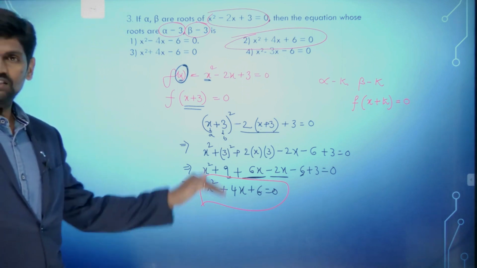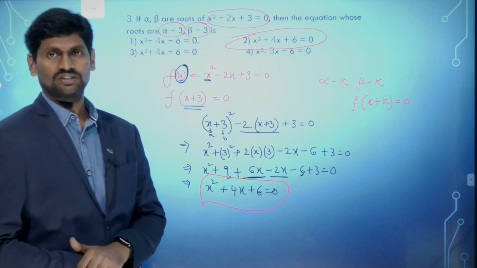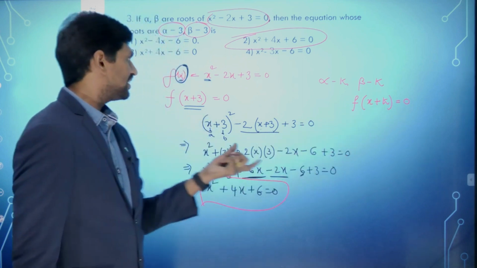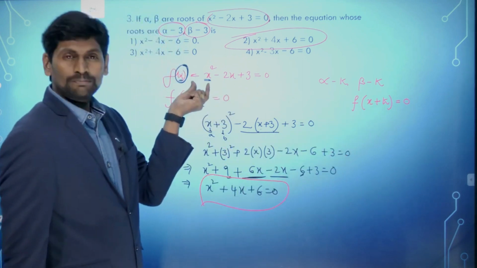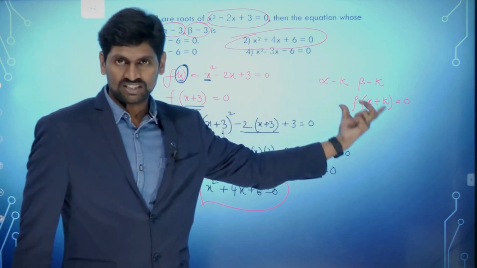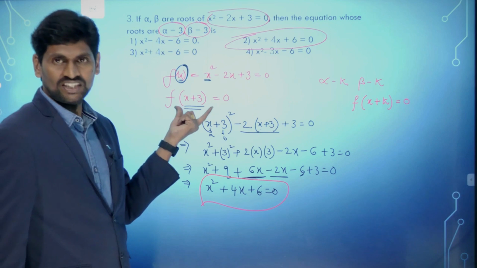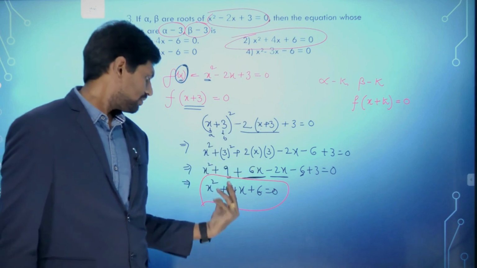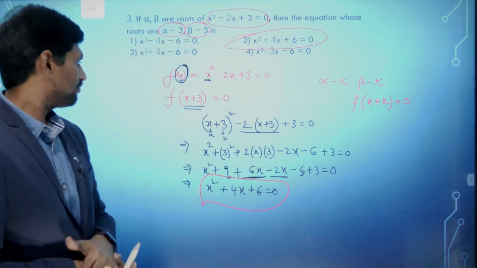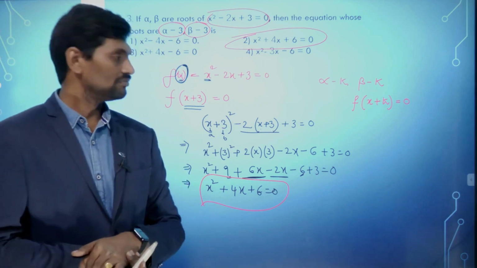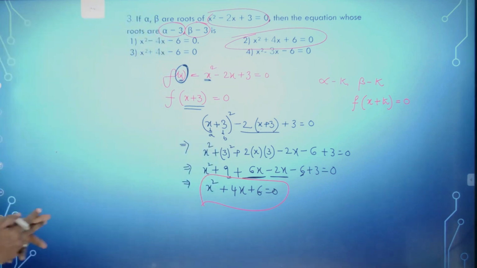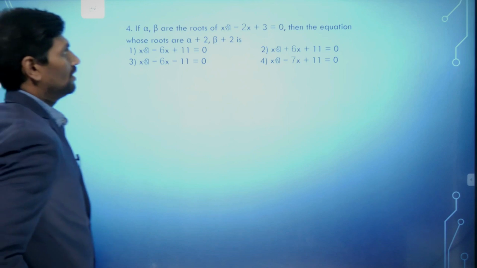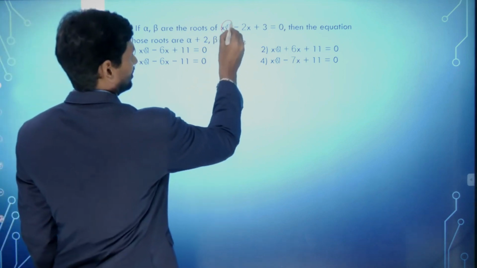Okay? Like this we should write. This is an example for that. alpha minus k, beta minus k are roots, f of x plus k. How we are writing: whenever you see the x value, in the place of x we should substitute x plus k. Here we got x plus 3, that means we have to substitute x plus 3 in the place of x. After simplifying, we will get the quadratic equation x square plus 4x plus 6 equals to 0. Please note it, children. Right. So let us go to the next problem. Yeah. So this is x square, children.